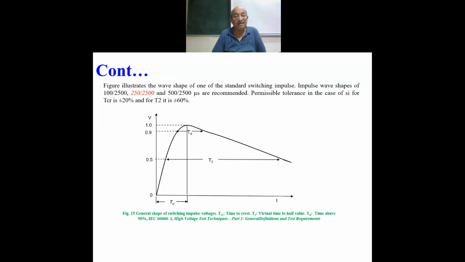As it is given here, T1 or the TCR is the time required to reach the crest, the peak value. A tolerance of plus minus 20% is there, whereas in the wave tail time, a tolerance of plus minus 60% is permissible. Even in the laboratory, to produce the exact wave shape is difficult. We'll learn about it very soon. So specifications must give the permissible tolerances in the wave shape. When you have a tolerance in wave front and wave tail time, that means the wave shape tolerances are there.